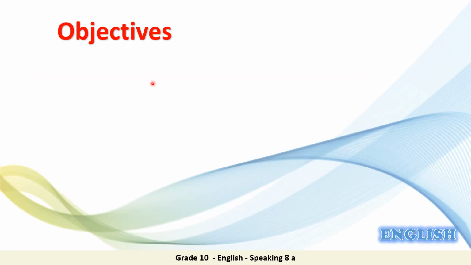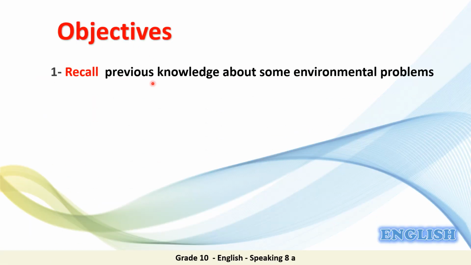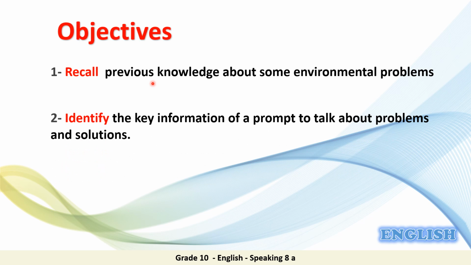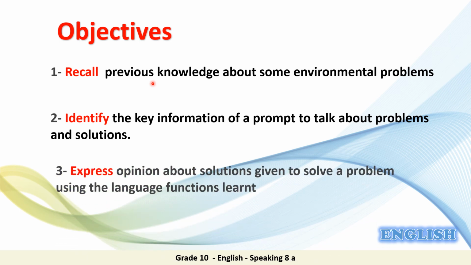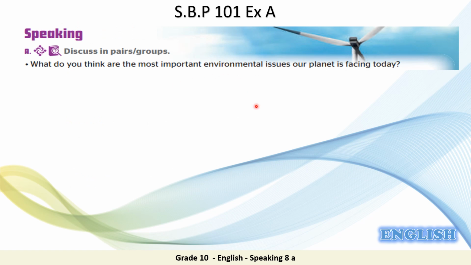In today's lesson, we have 3 objectives. Number 1 is to recall previous knowledge about some environmental problems. 2, to identify the key information of a prompt to talk about problems and solutions. And finally, to express opinion about solutions given to solve a problem using the language function learned during the lesson. And now let's start our lesson with the following activity.